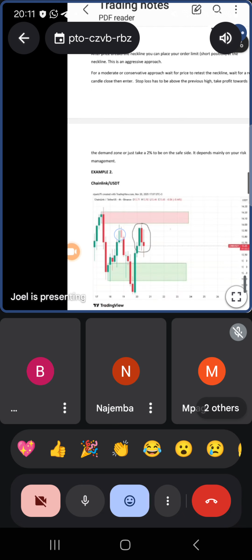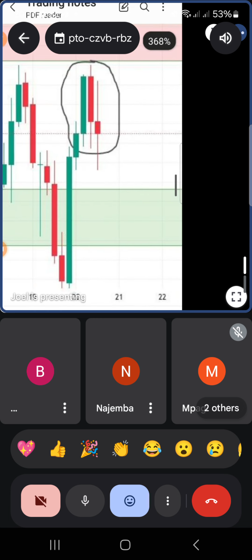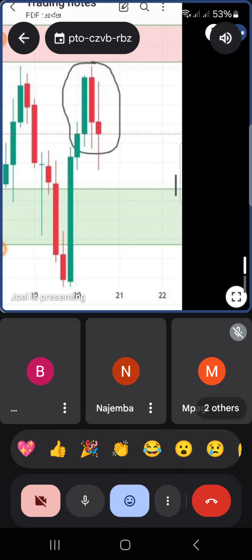Then also this pattern here, as you can see, this candlestick pattern. I was explaining this in the afternoon, but my battery was low. I remember Mr. Joel said this is a bullish engulfing. You're right, it could be a bullish engulfing. At the same time, what I'm seeing, because everyone has a different interpretation of what they're seeing, is a tweezer top. These are tweezer tops.